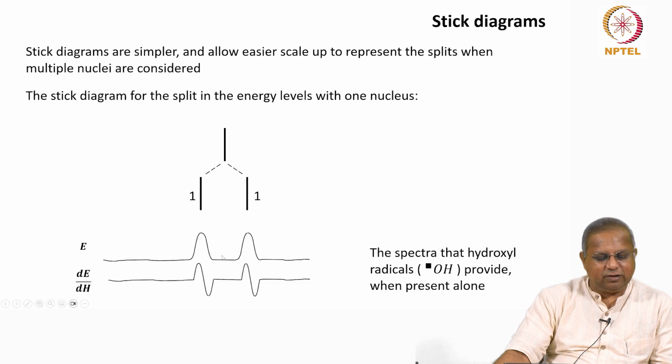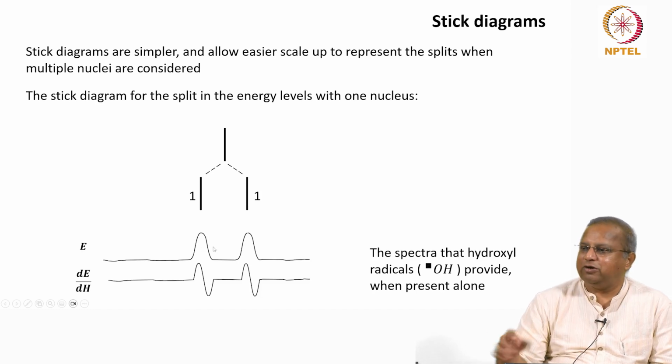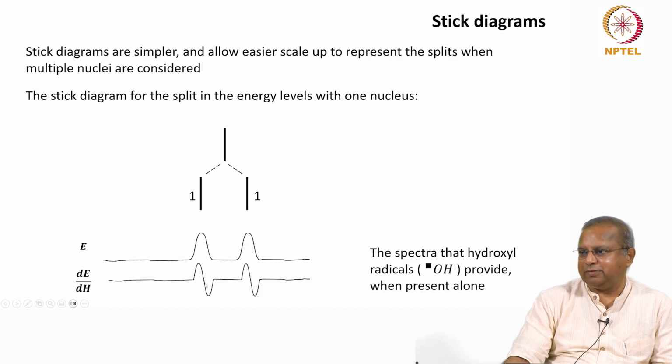So if you need the energy spectrum, you need to go and integrate this once. If you need the area under the energy spectrum, which is proportional to the concentration, you need to double integrate this. That's what we typically do.